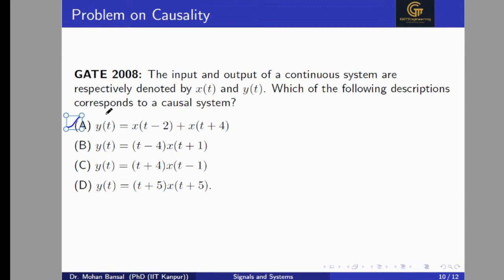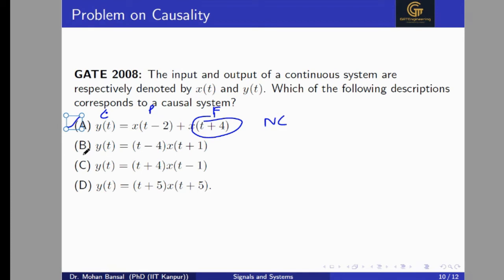Here in x(t-2), t is the current time, t-2 will be the past time, and t+4 will be the future time. So this is the future time here, because y(t) depends on x(t+4). So this system will become non-causal, and this is not a correct option.